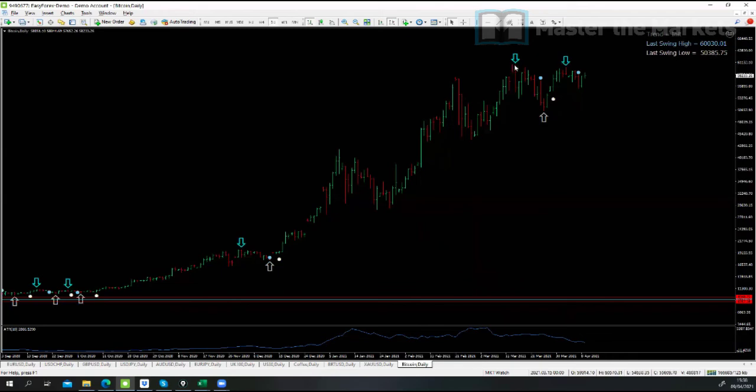And on Bitcoin, it is still holding the support to the high. The previous high was there, as you can see. It just broke the 60,000 mark, and at the moment is still hovering very close to that area, at 58,000. So that's the market as it stands for us this week.